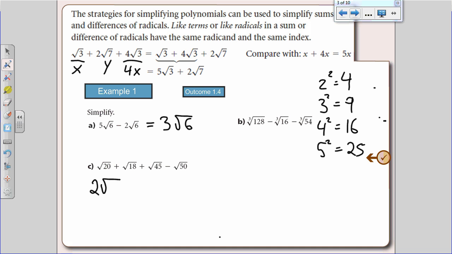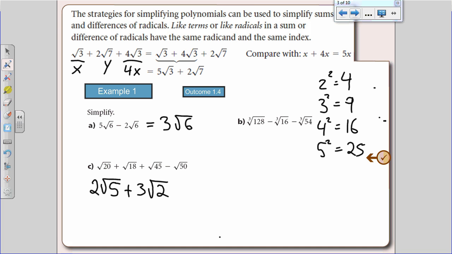Plus square root 18. What do we think we can break that into? Anybody? Jacob? 9 and 2. So we can break 18 into 9 times 2. That came from our little chart over here. The square root of 9 is 3, so that means we have 3 square root 2 left over.